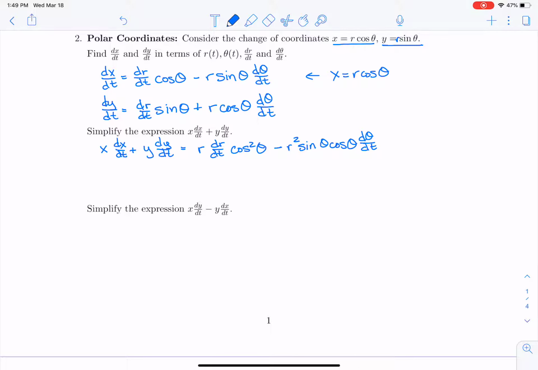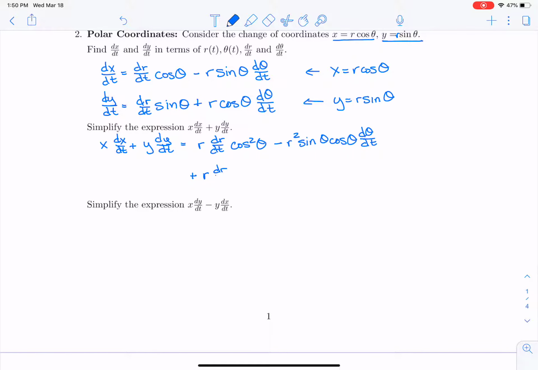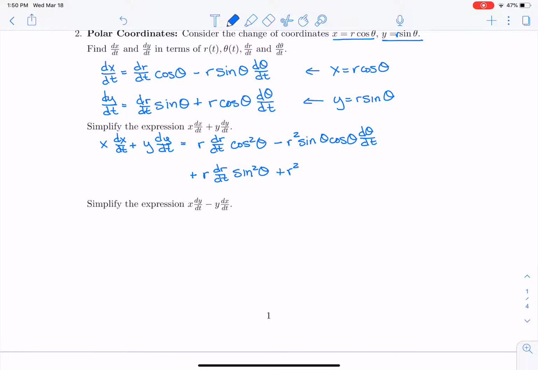And then I'm going to multiply that second equation by y equals r sine theta. And what that's going to become is, let's see, plus r dr/dt sine squared theta plus r squared sine theta cosine theta d theta/dt.